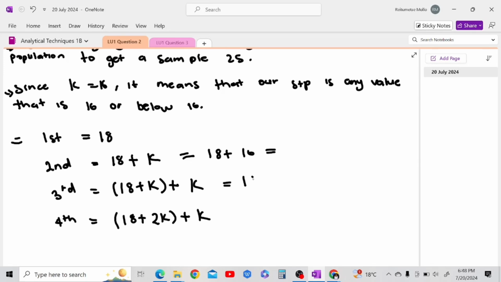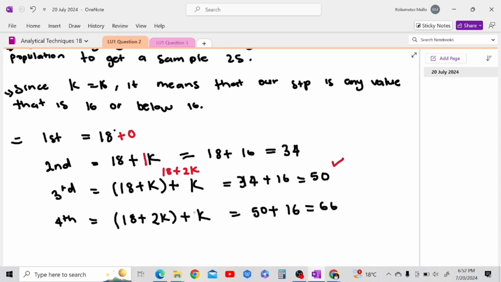Look, the only thing that is increasing is K. Here, K was 0. Here, K is times 1. Here, K is times 2. Here, K is times 3. So the only thing increasing here is our K. If you're looking for the second position, it's going to be 1K. For the third position, it's going to be 2K. For the fourth position, it's going to be 3K.